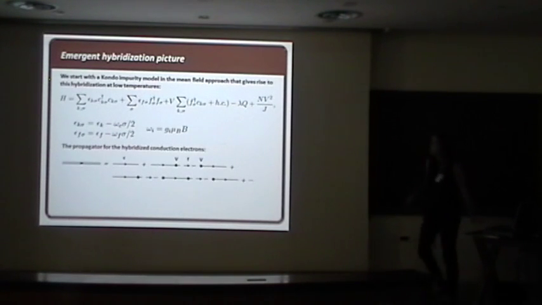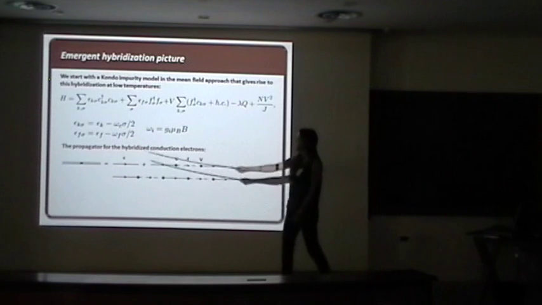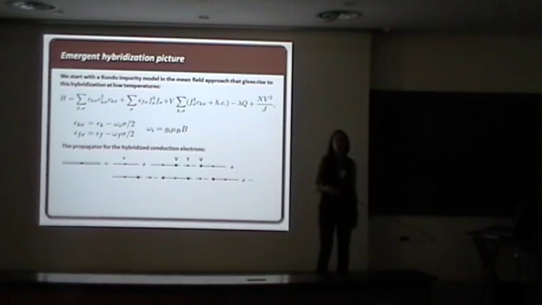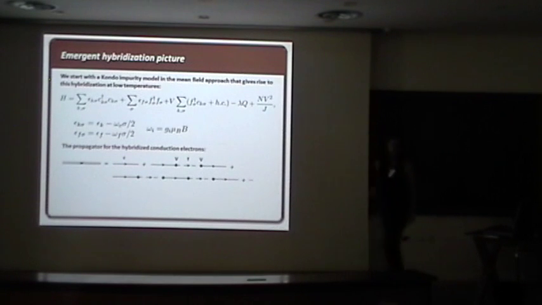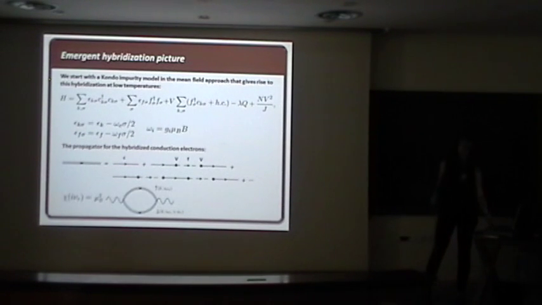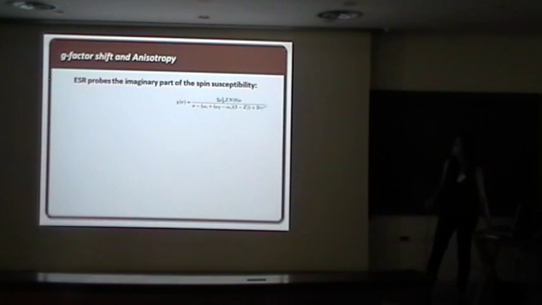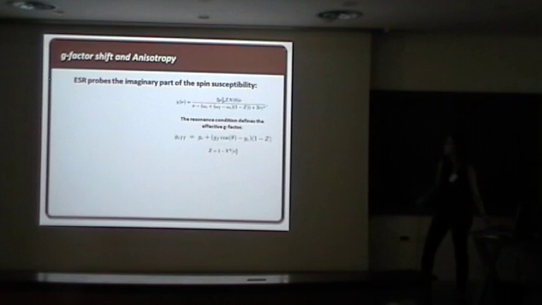Okay, so I need to calculate the propagator for the C electrons hybridized with my F electrons. And with them I can calculate my spin response function. So we know that ESR probes the imaginary part of the susceptibility. So from this we can get the line shapes. But here first I will focus on the gyromagnetic ratio.